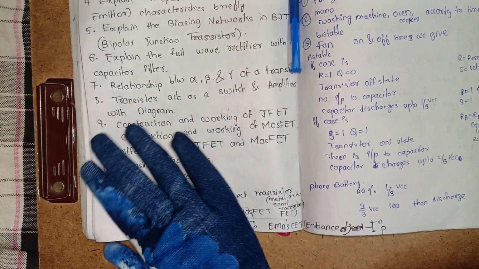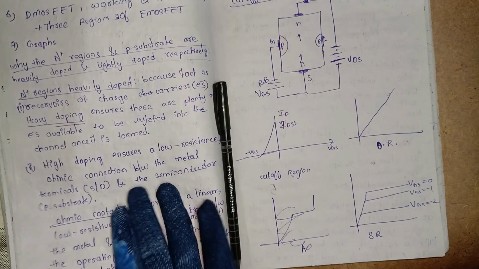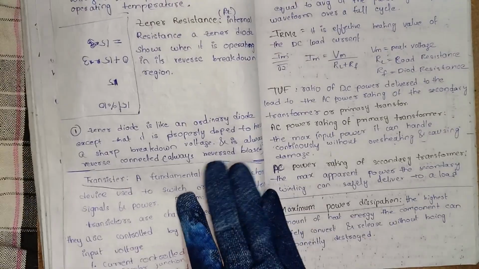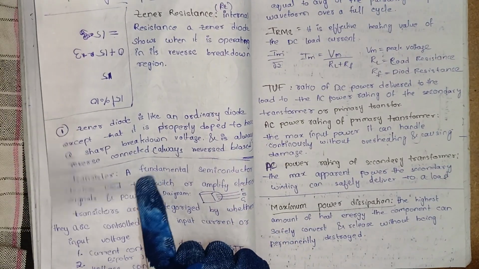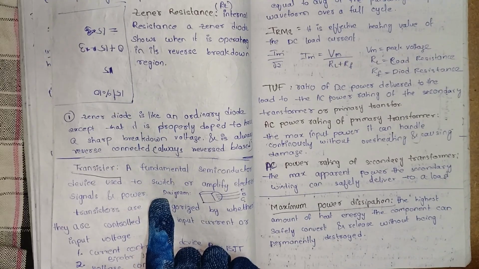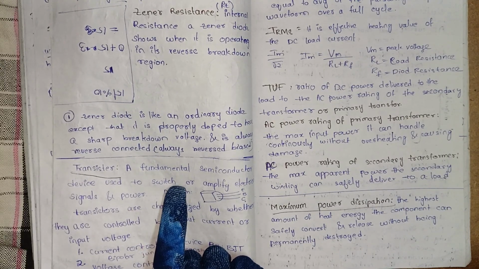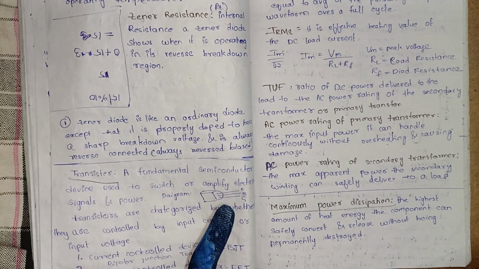Okay, so first we will see what is a transistor. Transistor means a fundamental semiconductor device used to switch or amplify electronic signals and power. Switching means switching on or switching off, and amplifying means increasing the strength of the signal.